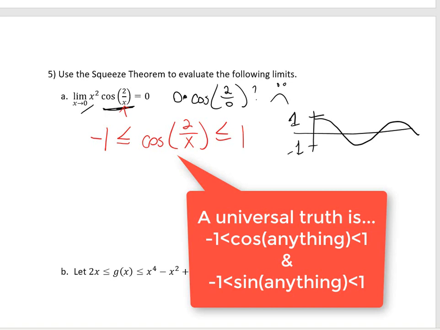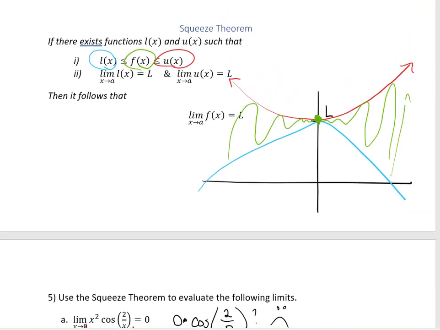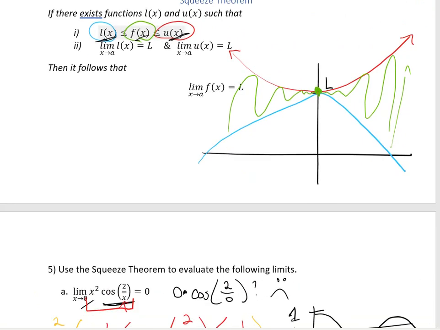Now the next thing we want to do is we want to try to manipulate this so that it looks more like this function. So in order to do that, we're going to multiply the whole thing by x squared. We can do that because x squared is always a positive number, so it's not going to mess with these signs. So we're going to have negative x squared is less than or equal to x squared times cosine of 2 over x is less than or equal to x squared. So we just got done with the first part, which is we found two functions, a lower function and an upper function, that kind of trap our middle function.